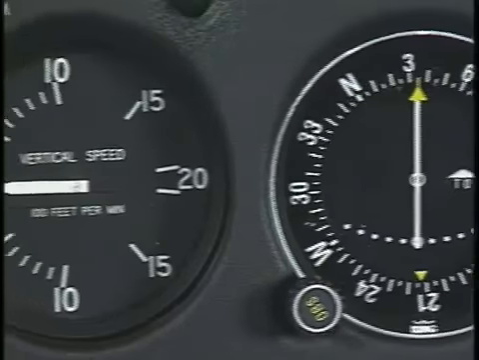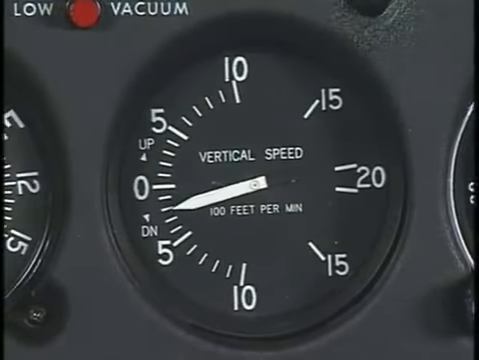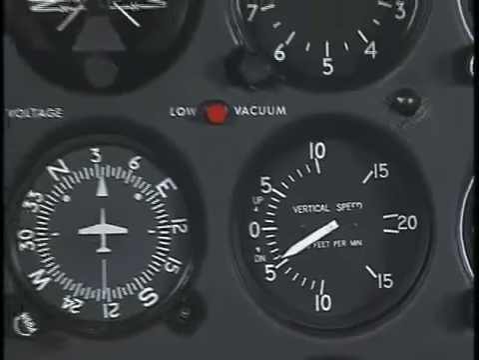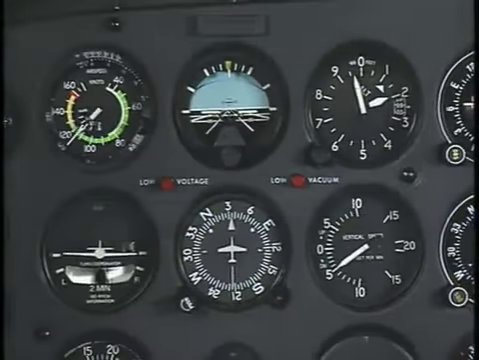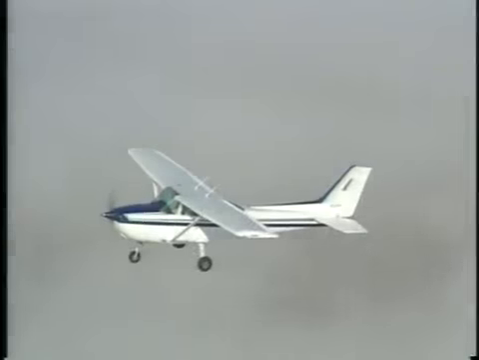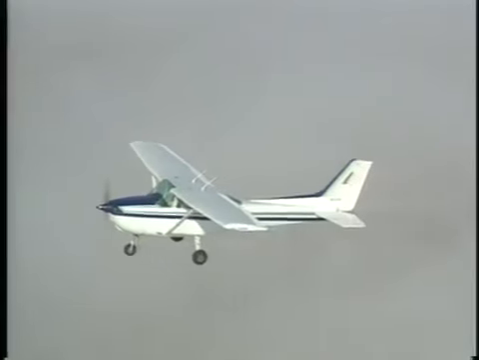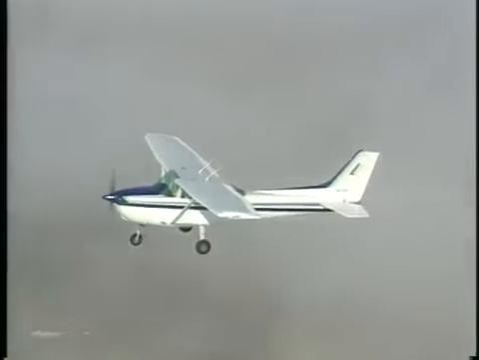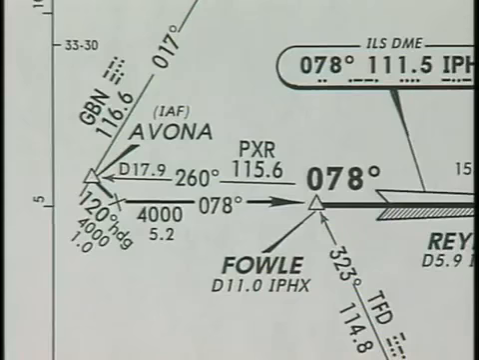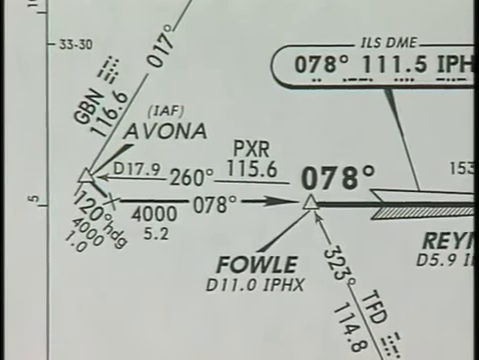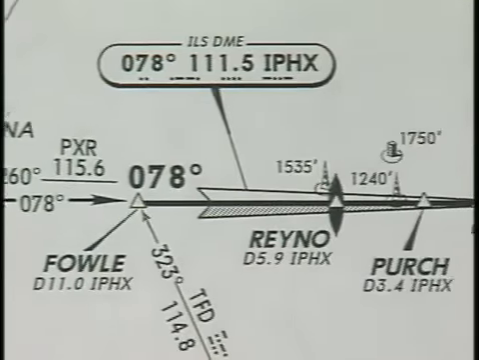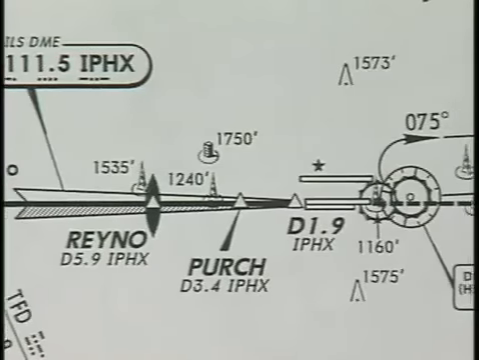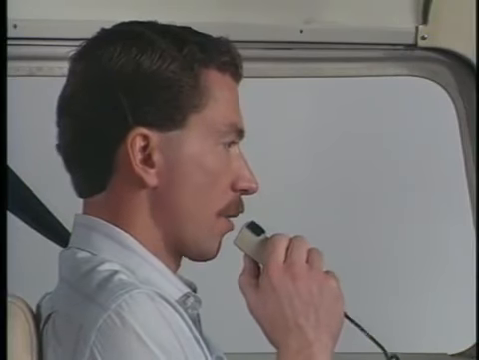Phoenix approach, Cessna 241, leaving 12,000 for 10,000. Cessna 241, report Arlen. Phoenix approach, Cessna 241 at Arlen. Cessna 241, turn left heading 055, maintain 5,000 until established on the localizer. Cleared for the ILS runway 7 left approach. Contact Phoenix Tower at Reno on 120.9.